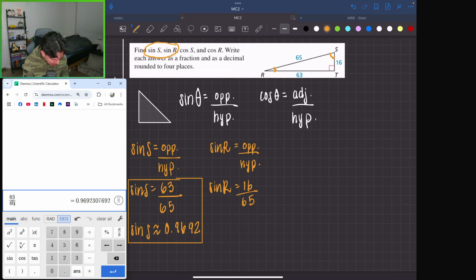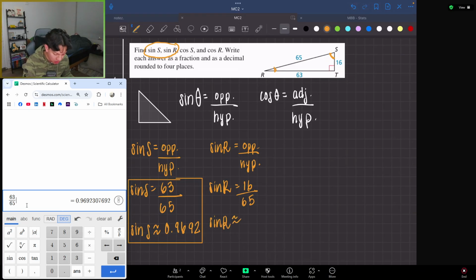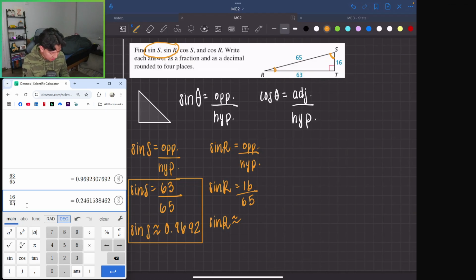And then let's go ahead and find the sine of R to 4 decimal places. So the sine of R is just going to be 16 over 65. So it's going to approximate to 0.24615. So since it's 615, the 5 or higher, we're going to round up to 0.2462. So that is the sine of R as a fraction and as a decimal.